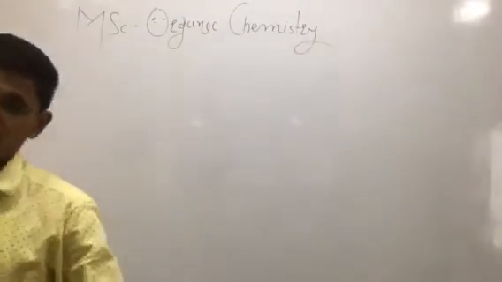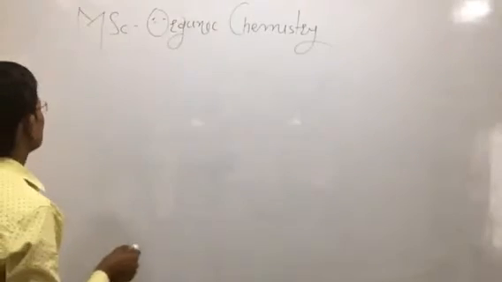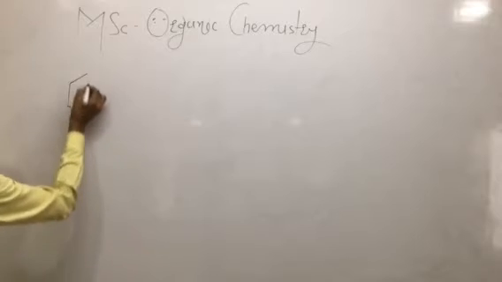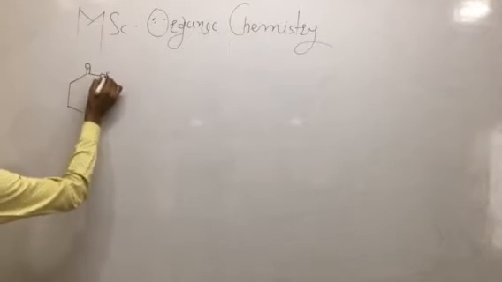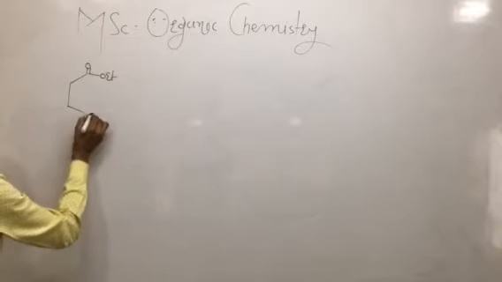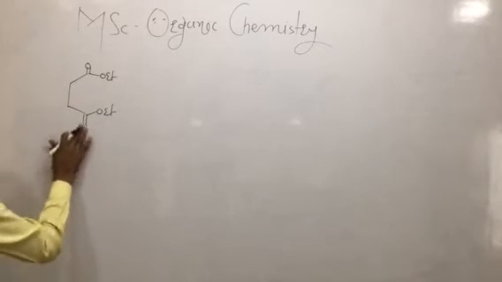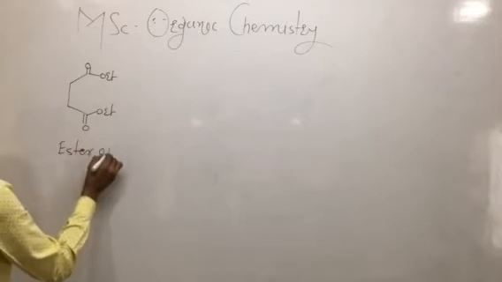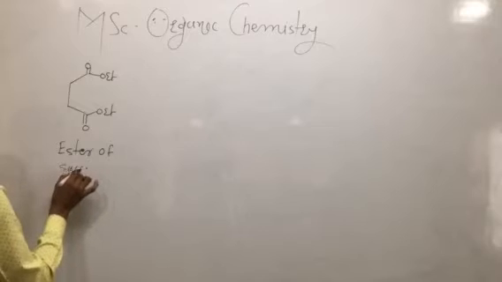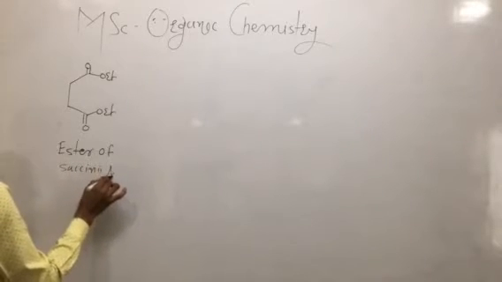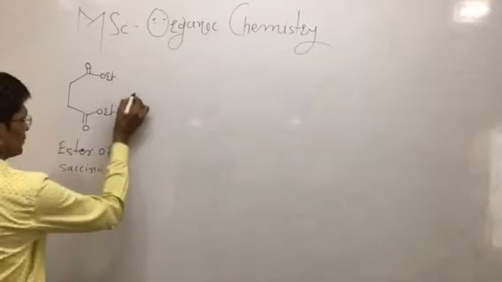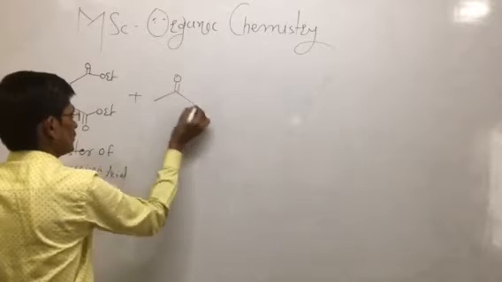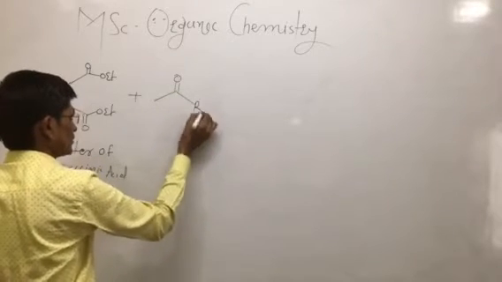In continuation of our parts, that is nucleophilic addition reaction. For example, if we are having this, a diester of succinic acid, it is treated with a carbonyl compound. As you can see, this is an aldehyde.